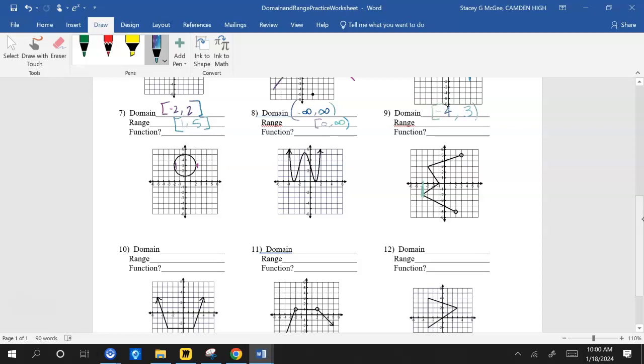And then the range from the bottom up. To 5. Brackets or parentheses? Parentheses on both of them is correct. Yep. Yeah. Part credit.